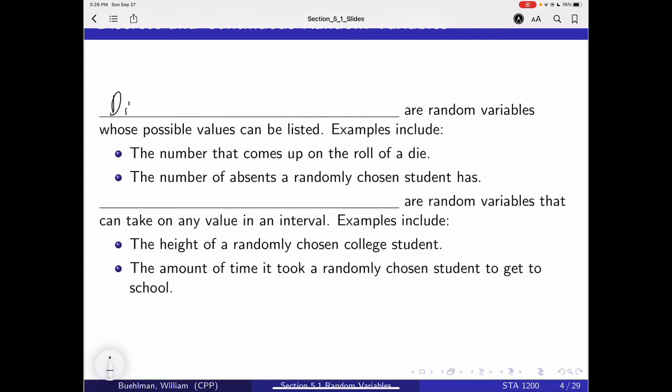Discrete random variables are random variables whose possible values can be listed. Examples include the number that comes up on the roll of a die, the number of absences a randomly chosen student has. Also, we have continuous random variables.